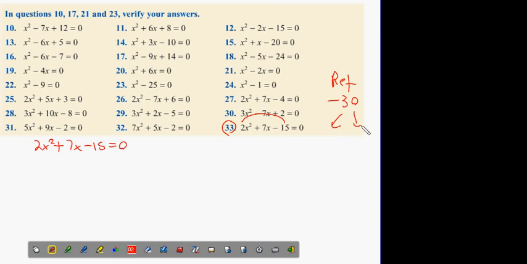So David said it's 10 and 3. Now David, which one should be plus and which one should be minus? 10 should be a plus and 3 should be minus. Double check: 10 minus 3 is 7, 10 multiplied by minus 3 is minus 30. So it works. Okay. Replace it in now. And what do you get? 2x squared plus 10x minus 3x minus 15 equals 0.